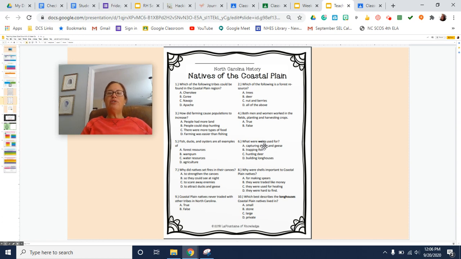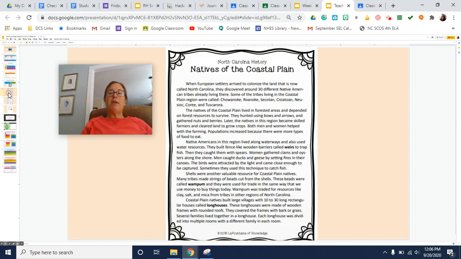What were weirs used for? That's a bold word in the text. Let me go read around it. Go back to your text, find weirs, and I want you to go all the way here and read all the way past it to here. Pause and come up with your answer for 6, please.